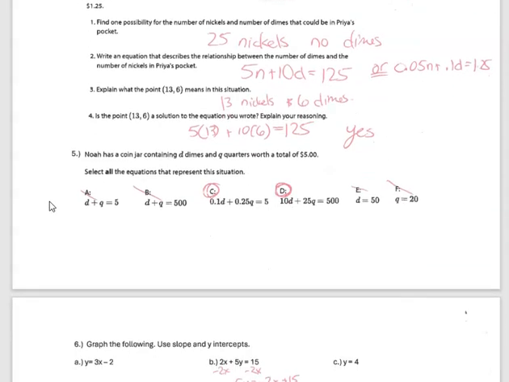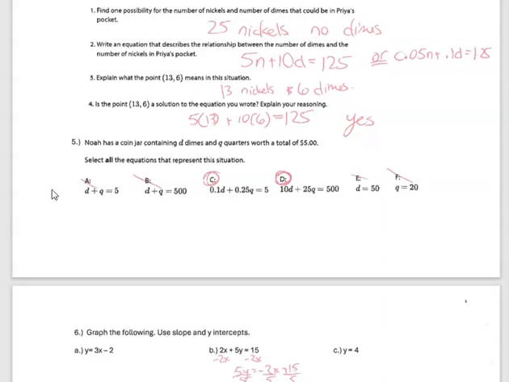The next one says Noah has a coin jar, dimes and quarters, total of $5. Which of the following are equations that represent the situation? Once again, if you're talking pennies, D would work. If you're talking dollars, C would work. Parts of dollars equals the $5, or $5 being 500 pennies.